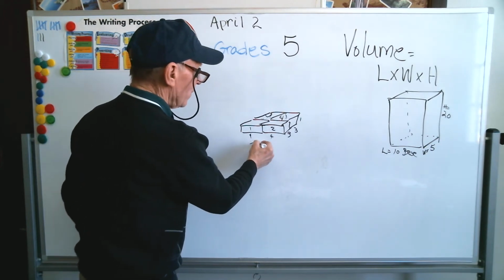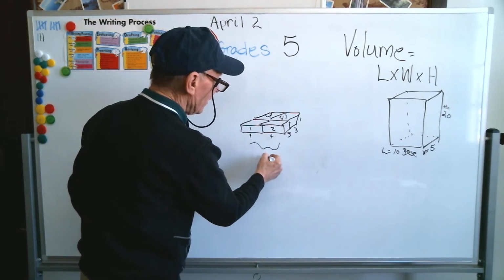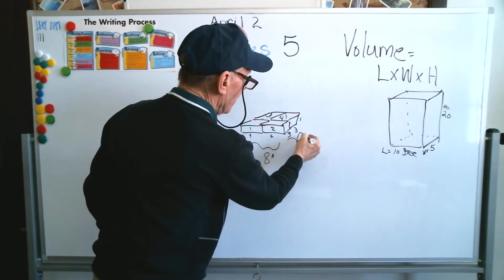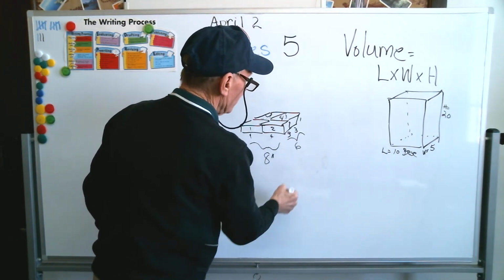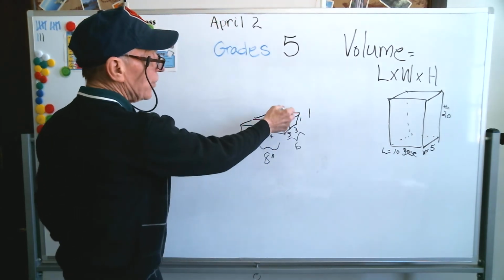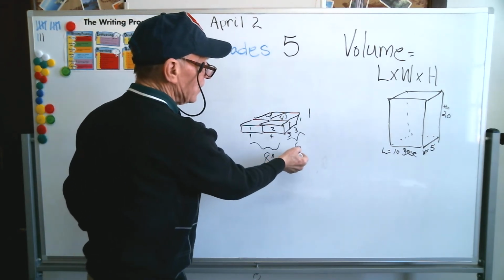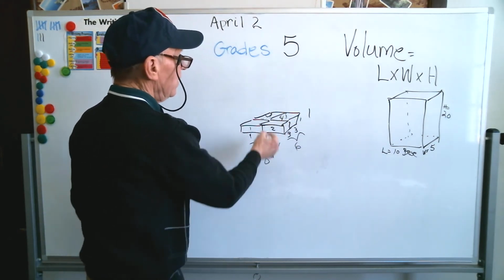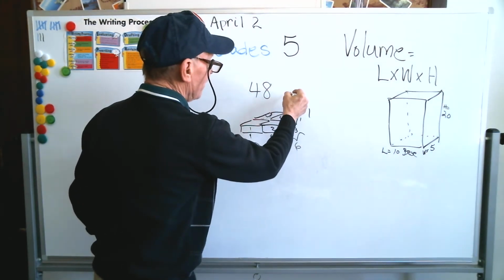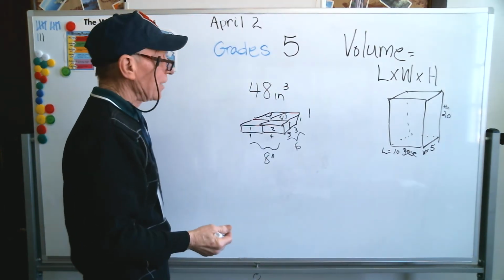So the total length is 8 inches. The total width is 6 inches, and the total height is 1 inch. So in order to put this inside a box and ship it to a friend, it'd be 8 times 6 is 48 times 1, so it'd be 48 cubic inches.